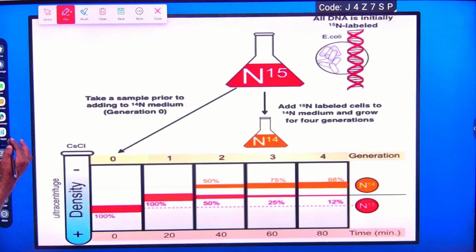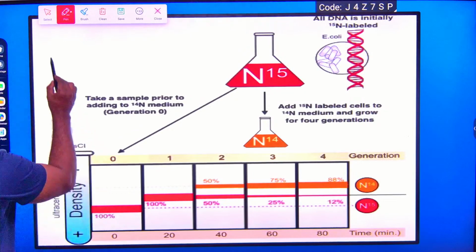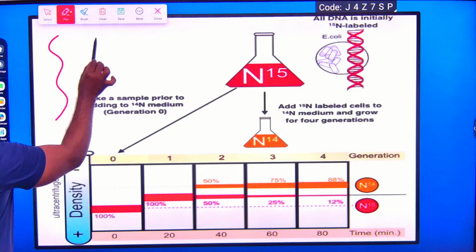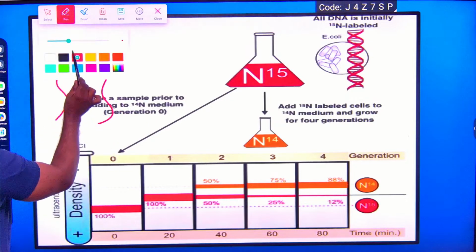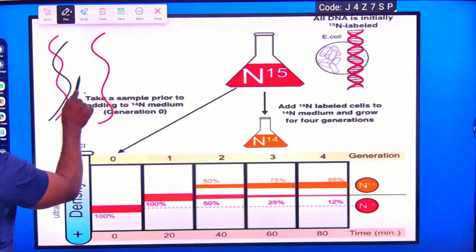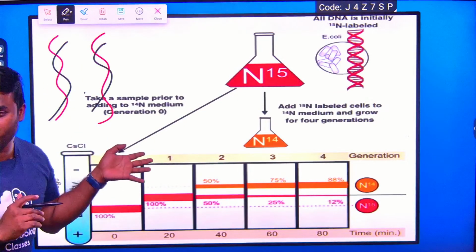First, always remember this word. What is our goal? What is our goal first? I have to prove what? That parent strands are getting separated, and I have to prove that daughter strands are getting synthesized. This is what I have to prove.